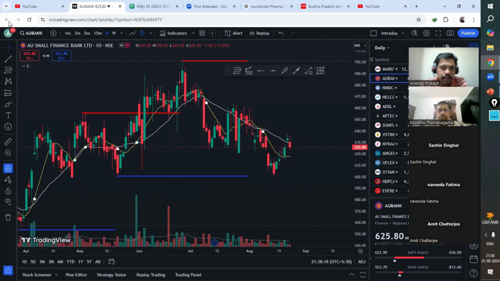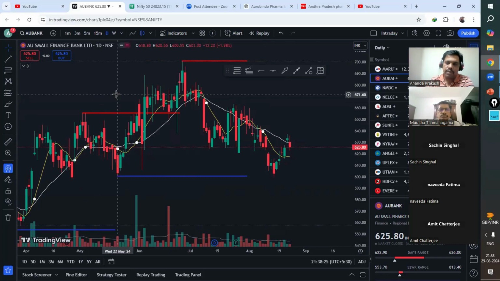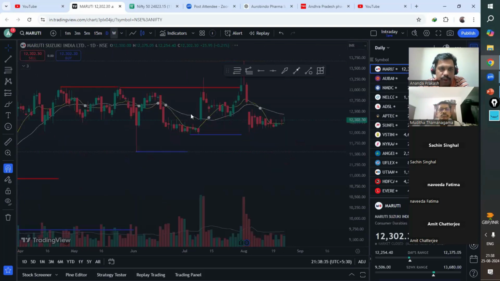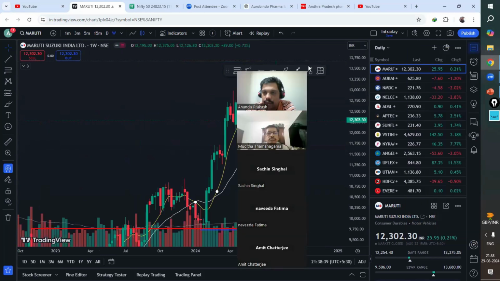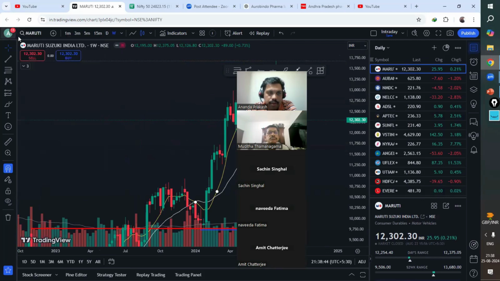This is an application called TradingView. TradingView is an open platform, and we use it for analyzing charts. Anybody can use it. A free account is available. Let me take an example here. I'm opening the Maruti stock. How do we open it? You just log in to your TradingView account, and you get this interface. I'll show you.